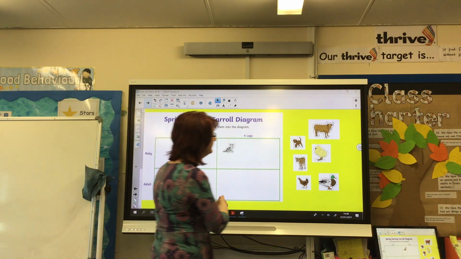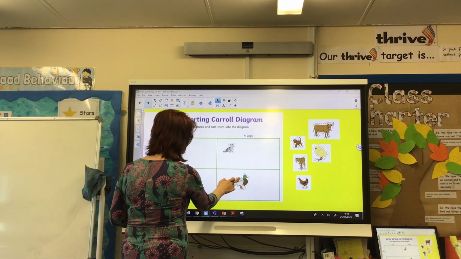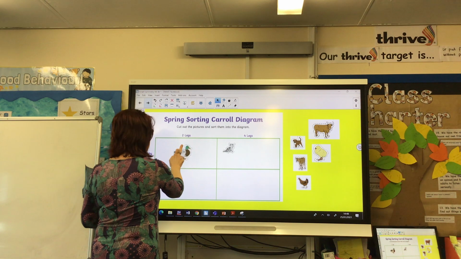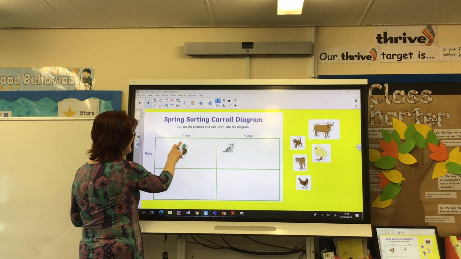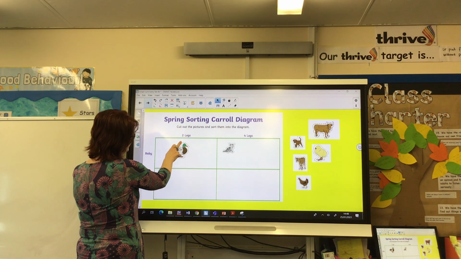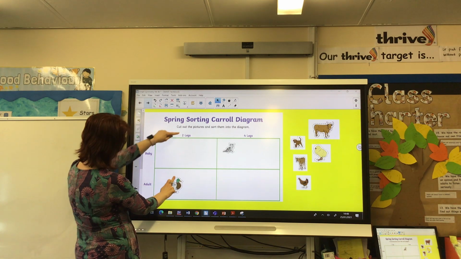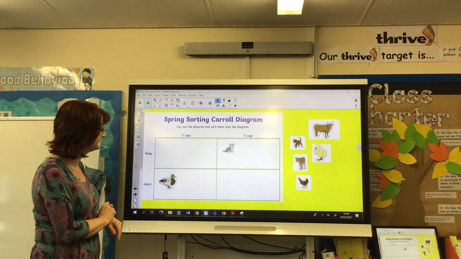Let's try another one. Let's try this. There's a duck. How many legs has a duck got? 4 legs or 2? It's got 2. Is it a baby? Well, I don't think this is a baby because I can see it's a grown-up duck. It's got the colouring on its feathers and the beak and everything. It's an adult, so it's going down here, and it's got 2 legs. It goes into this box.